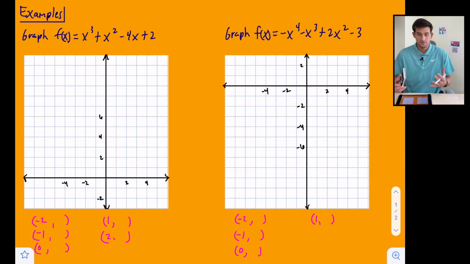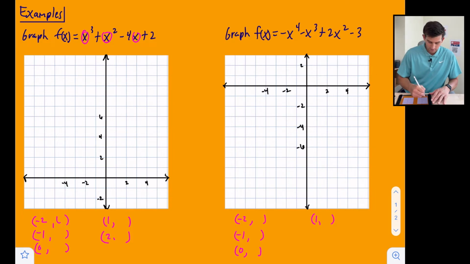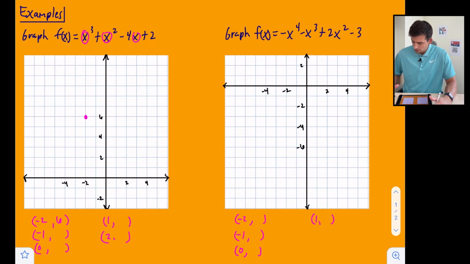So I'm just going to take those x values and plug them into my calculator for all of these x's right here. So right here, here, and here. So the first one I'm going to do is -2. So I'm going to do -2 cubed plus -2 squared minus 4 times -2 and then plus 2. And that gives me 6. Okay, so I know I have a point at -2, 6, right? So now I'm going to do the same thing with -1. So we do -1 cubed plus -1 squared minus 4 times -1 plus 2, and we get 6 again. So we put a 6 right there, and we have a point at -1, 6.